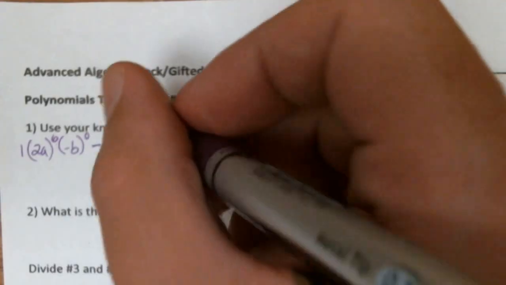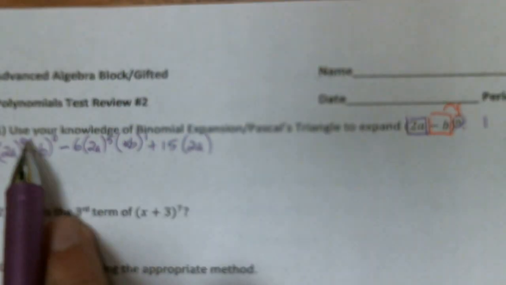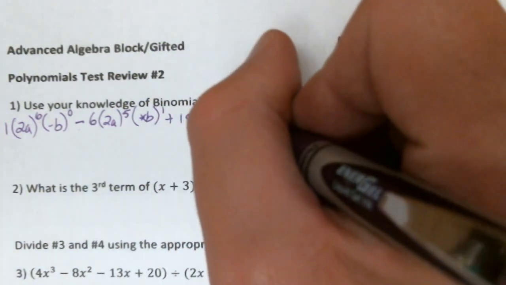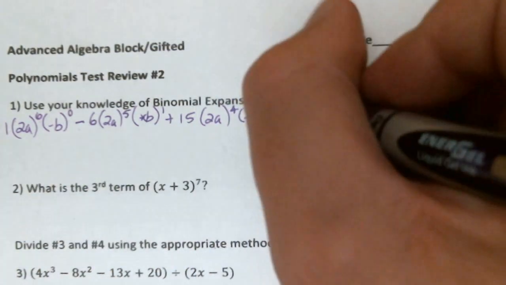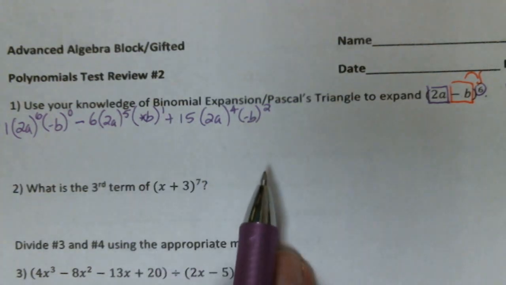The next term is going to be positive, so plus 15, and then we're going to take the 2a and raise that to the what? 6, 5, 4. We're going to raise that to the 4th power after we get my webcam to work with us. Here we go. And then I'm going to take the second term, negative b, and raise that to the what? 0, 1, 2. Raise that to the 2. Because negative b squared is a positive, that's why this term is positive.